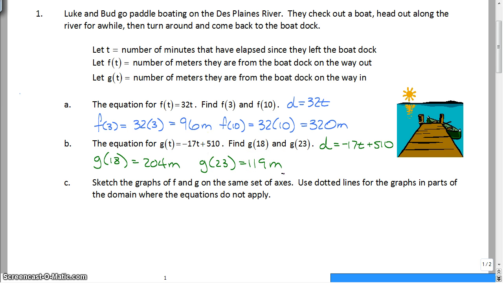Okay, so as you can see, as time gets bigger for the first equation, you get further away. But then as time gets bigger for the second equation, we start getting closer. Because remember, the second equation, we're getting closer to the dock. We're on our way back.